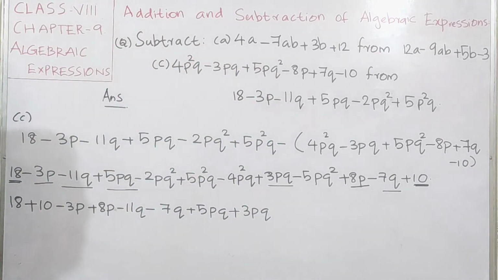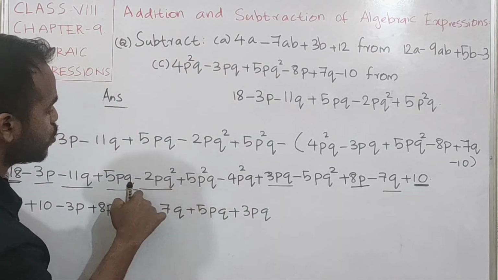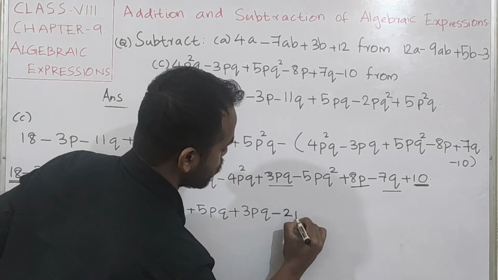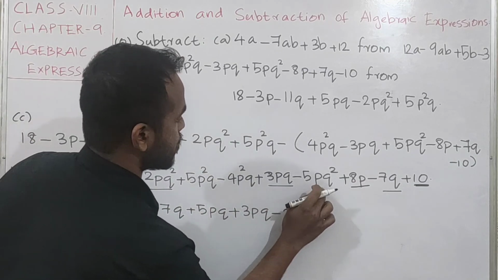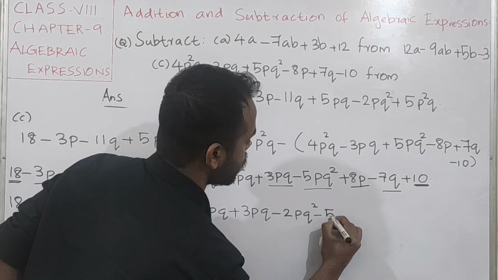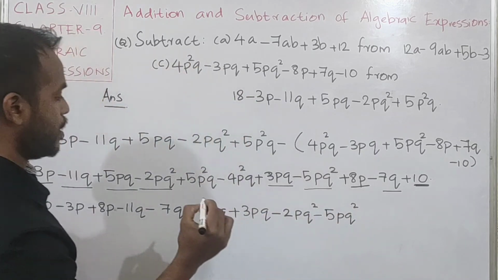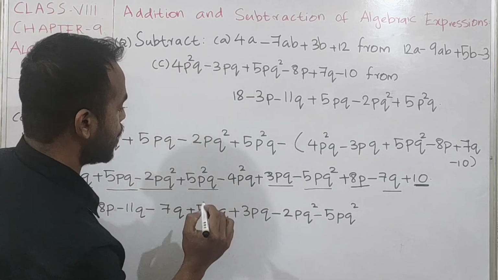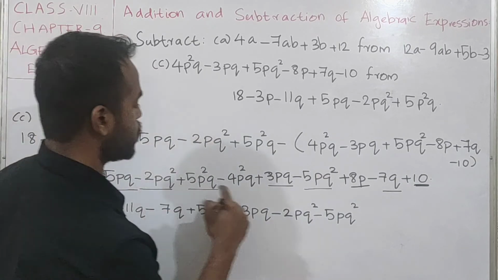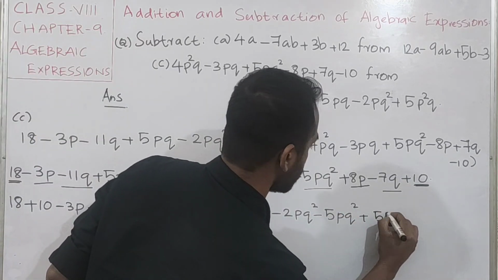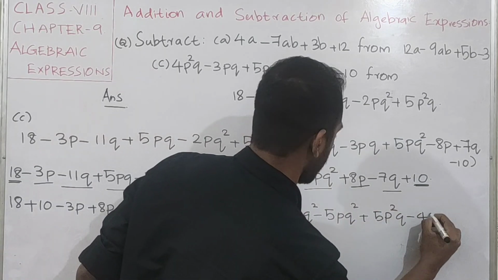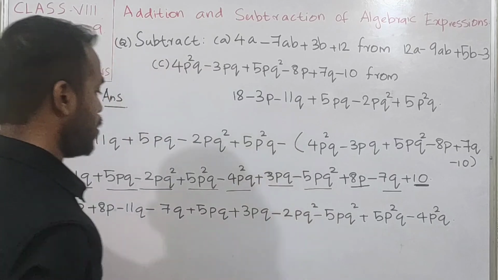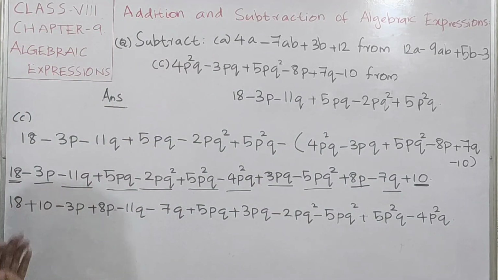Now it's done. Then next is minus 2pq square. So minus 2pq square. Then is there any other pq square? Yes, here it is. So I'll write minus 5pq square. Then the last term, I guess, 5p square q. So 5p square q. Then minus 4p square q. Oh, that's a big job, but it's easy, not so difficult. Now just solve this one and we'll write the answer.